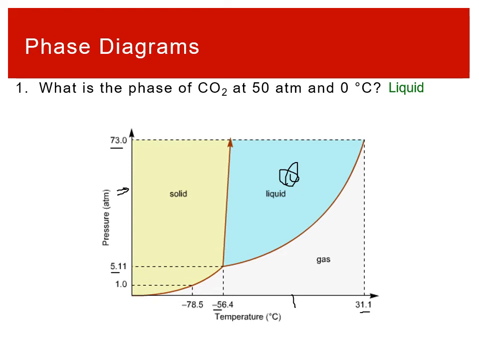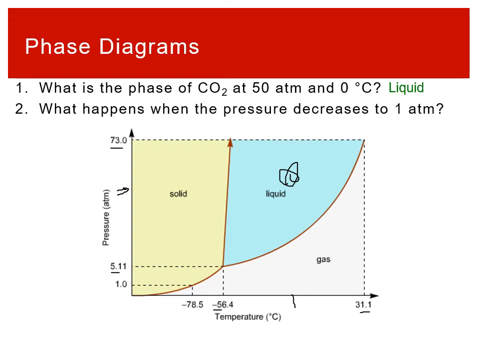And so I can make predictions about what it will look like. Conversely, if I want liquid CO2, what temperature and what pressure do I need to use? What happens when the pressure decreases to 1 atmosphere? I can start to make predictions: I know what the phase is under given conditions, so what happens if I change those conditions?